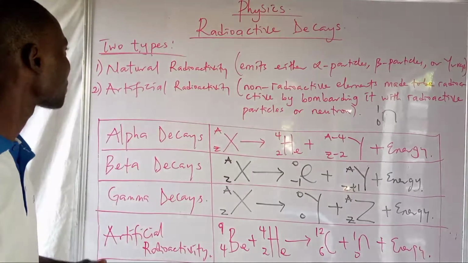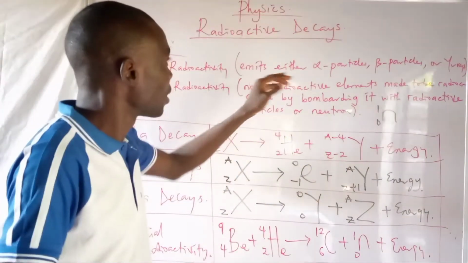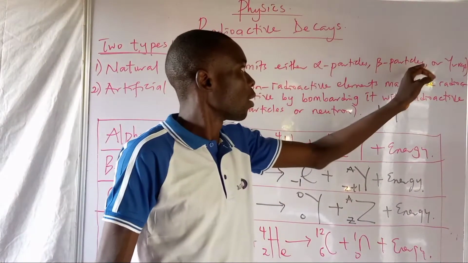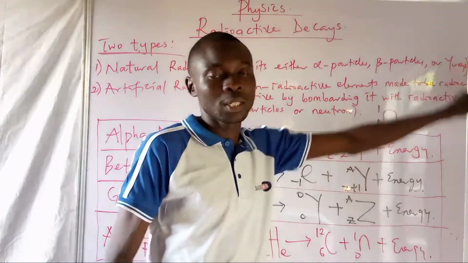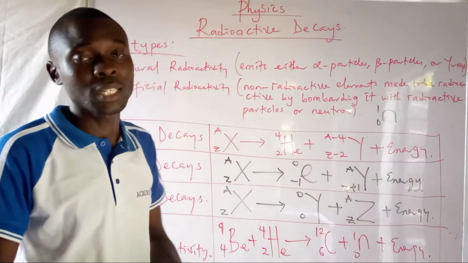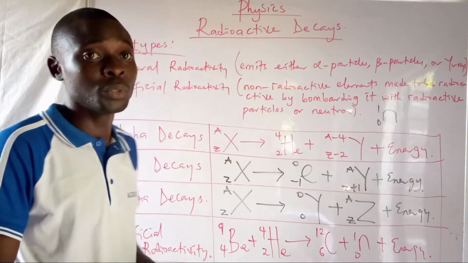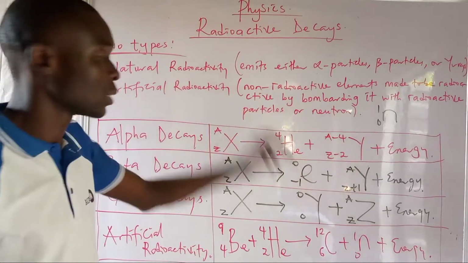Why do we have natural radioactive decay? In the process of a natural radioactive decay, alpha particle or beta particle or gamma ray, either of the three, are being emitted alongside energy and other elements being emitted during the process of natural radioactive decay.